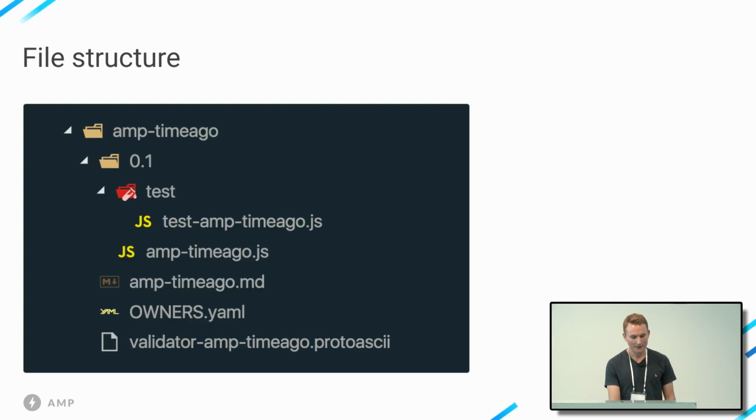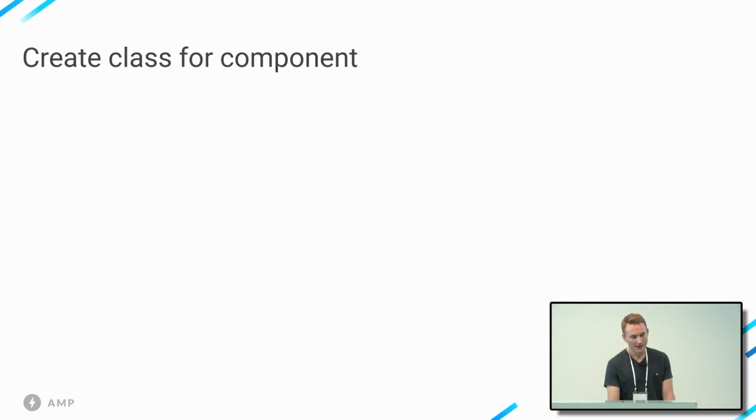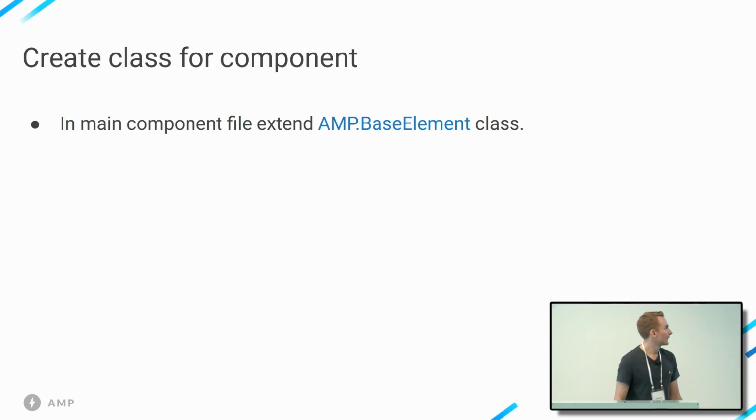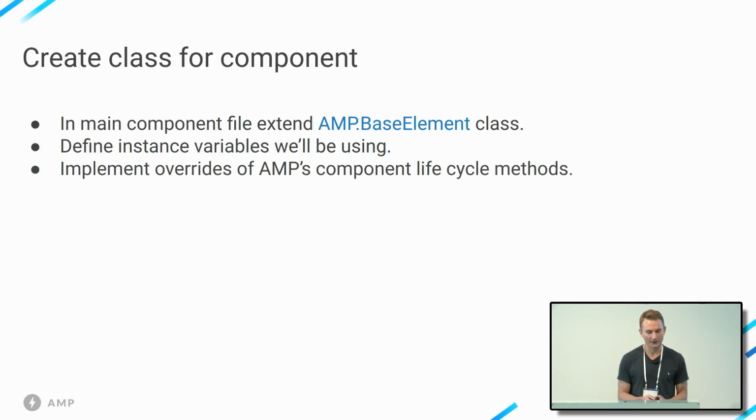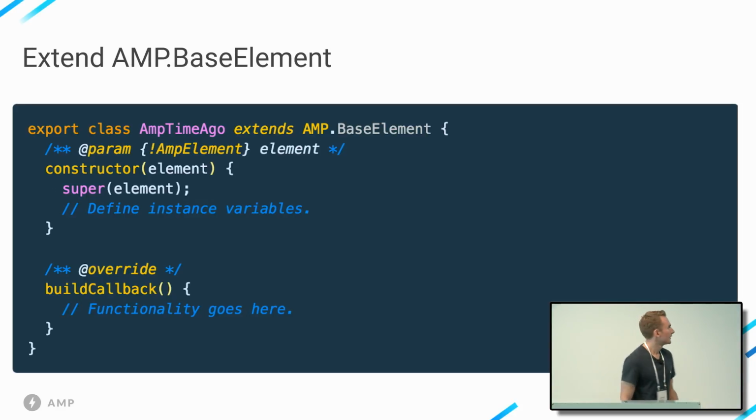So we'll start off by looking at the main component file. And there's a class in AMP called amp.baseElement. And we'll nearly always want to extend this to create a new class for our component. And in this class, we'll define instance variables that we'll be using, and also overrides of AMP's component lifecycle methods. So if you look here, by extending amp.baseElement, we create a new class with the name matching the name of our component. So in our case, amp-timeago.